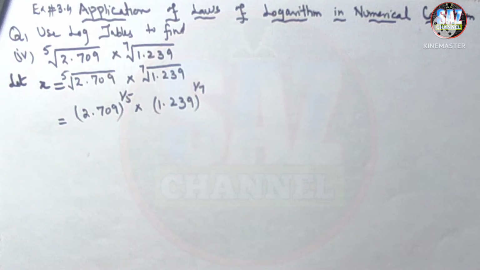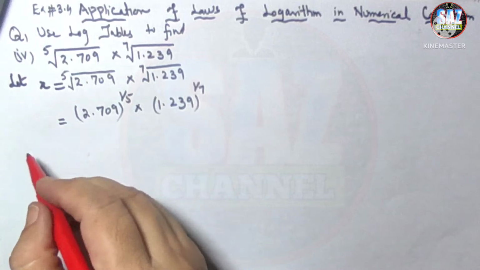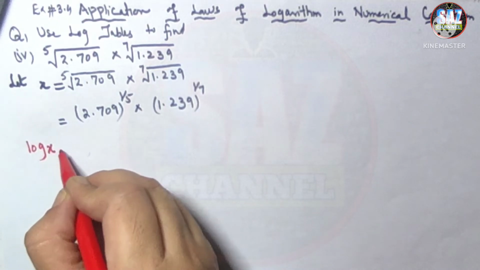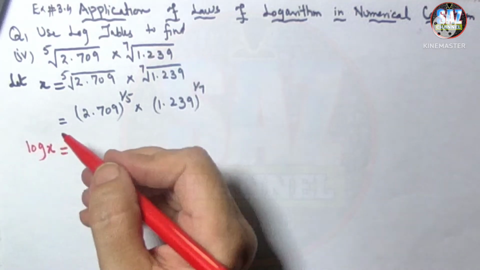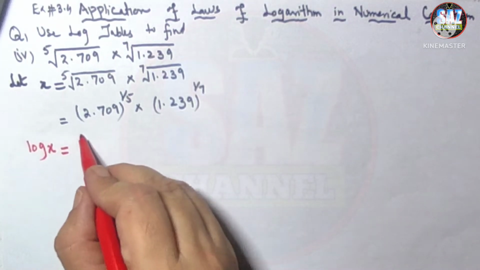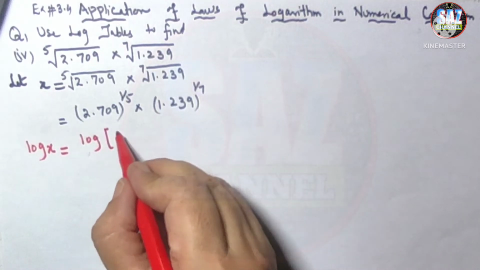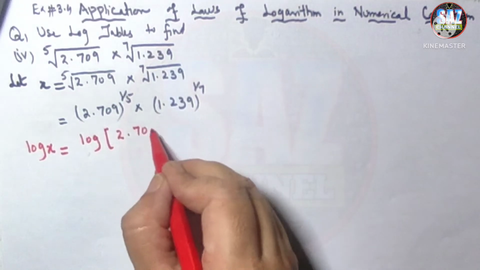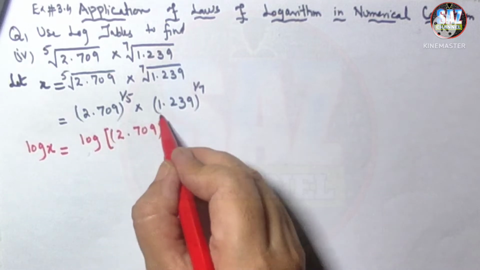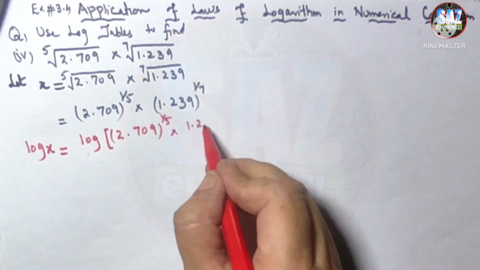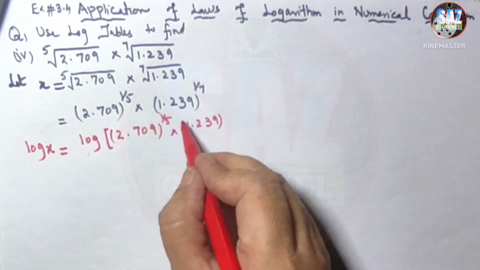And now think about what we can do in the next step: we have to take log on both sides. So I will be using different pens so that my students can understand and differentiate the steps. Log of this whole product, 2.709 raised to power of 1 by 5 multiplied by 1.239 raised to power of 1 by 7.